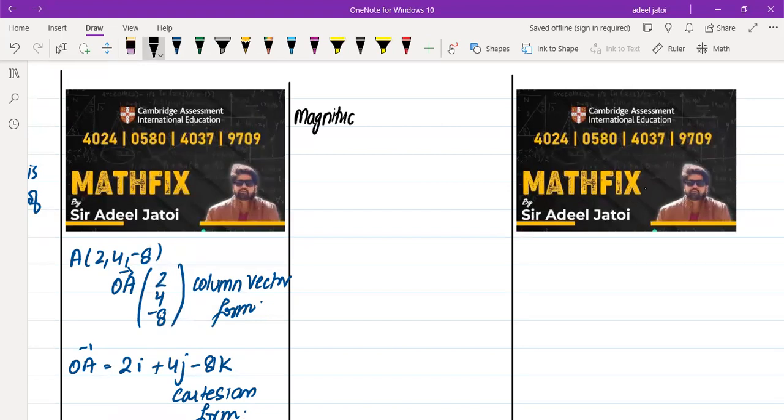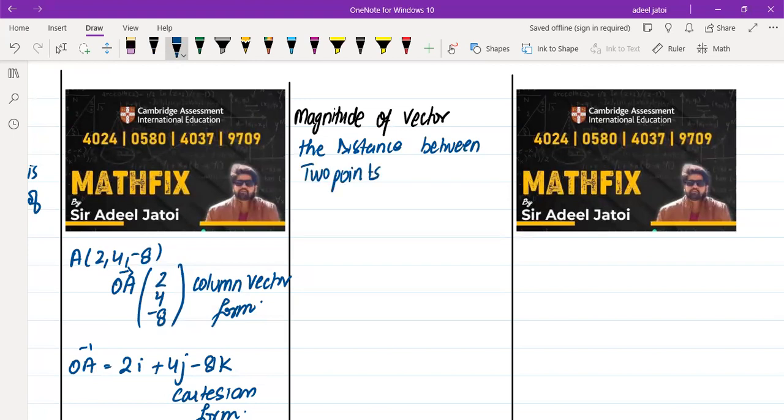Okay. Now let's work upon the magnitude of the vector. Since we are working on the magnitude of the vector, you need to understand that magnitude is the distance between 2 points in a plane. Distance between the 2 points in a plane.